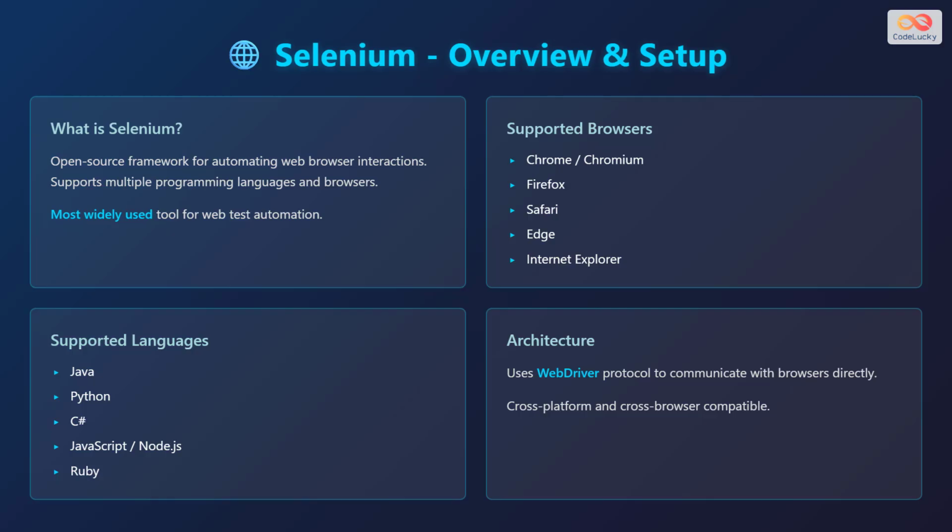Selenium is an open-source framework for automating web browser interactions. It's the most widely used tool for web test automation globally. Selenium supports multiple programming languages including Java, Python, C#, JavaScript, and Ruby, making it flexible for teams with different backgrounds. You can use Selenium with all major browsers including Chrome, Firefox, Safari, Edge, and even Internet Explorer.